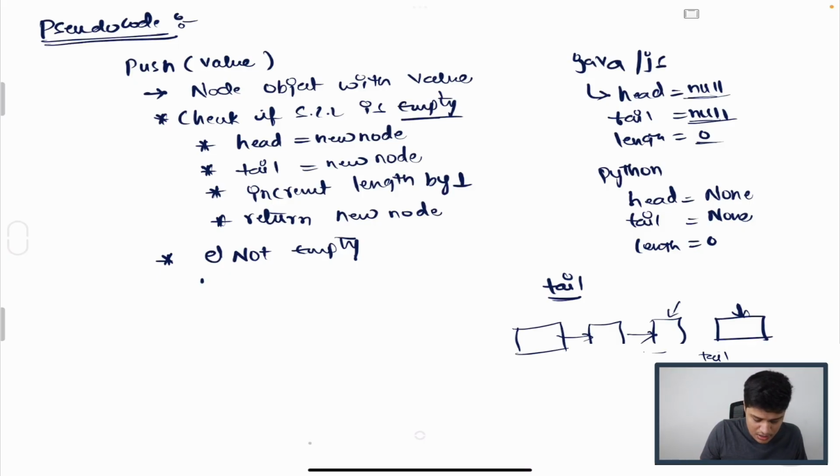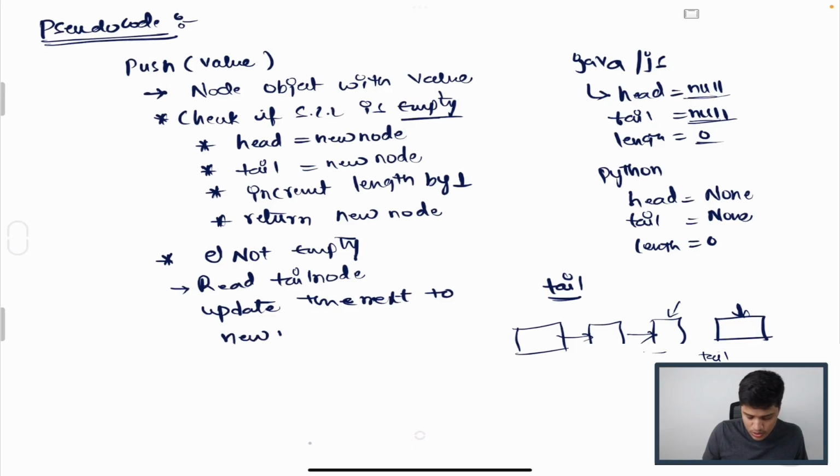So first we will read the tail node. Okay, so in this tail node we will basically update the next to new node. Okay, that means we are adding this object reference into the existing tail node. After updating, we have successfully added the new node into the singly linked list, but the tail node is still pointing to the old last node that we have inside the singly linked list.